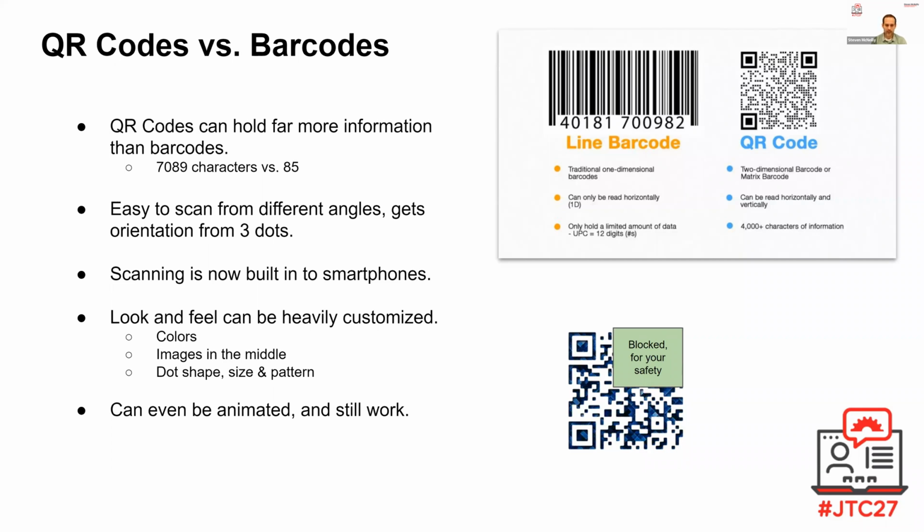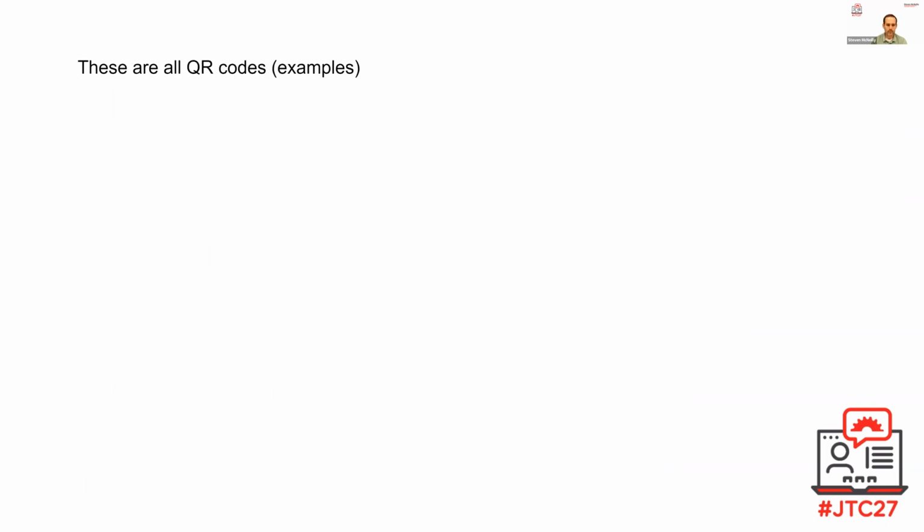They're much easier to scan. You can scan them from multiple angles. They have built-in characteristics that allow them to orient themselves correctly once they've been scanned. And then you can also customize them. You can make them colors. You can put graphics in them. You can build them into artwork without risk of a scanner not being able to detect them. And in some cases, you can even animate them and put moving graphics behind the QR code, like the one that we're showing here on the screen.